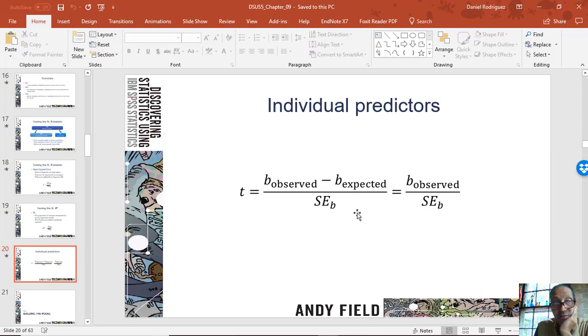Remember the standard error. Hopefully you've got that dialed down by now. Right? It's the standard deviation of the sampling distribution of means, right? And it's something like the standard deviation divided by the square root of the sample size in general. Now, here you'll notice that this breaks down to observed divided by the standard error of B, right? That's because our expected value of B is 0, right? So we don't need that.